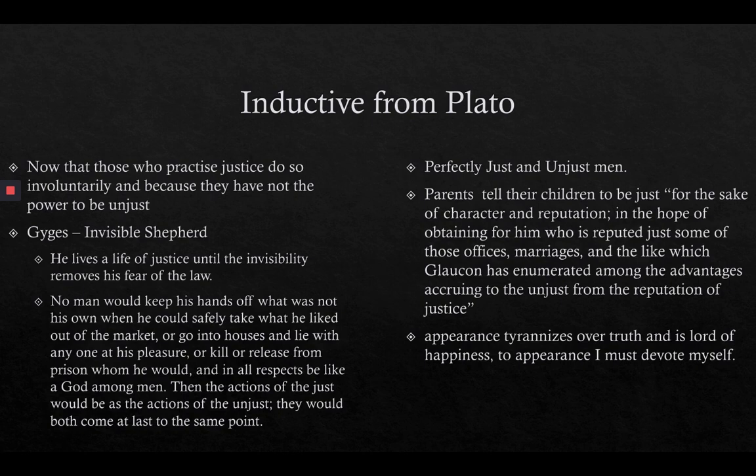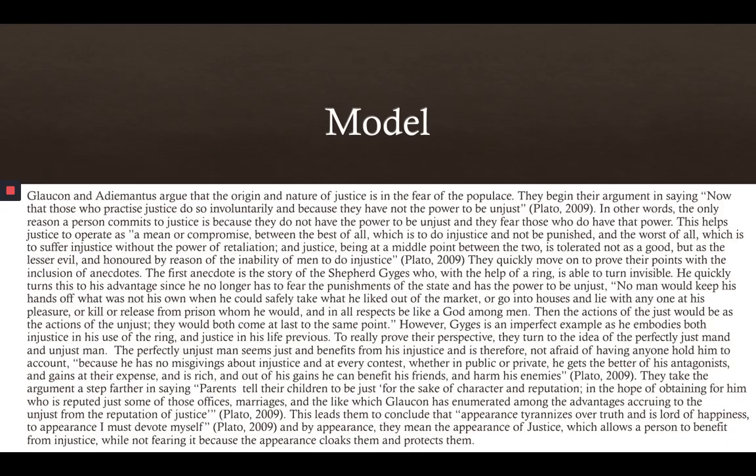It's a little bit long. It's a little over 500 words. But it's sort of what I'm looking for from you all. It was long for me because there's a lot to unpack here. It happened real fast in Plato, but they go through several examples, and we're just trying to account for all of their arguments. So here's the model, which starts with that claim. Glaucon and Adeimantus argue that the origin and nature of justice is in the fear of the populace. That they're afraid, that's why they do just things.